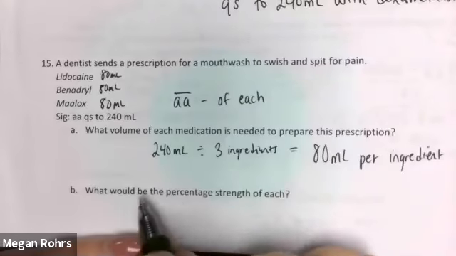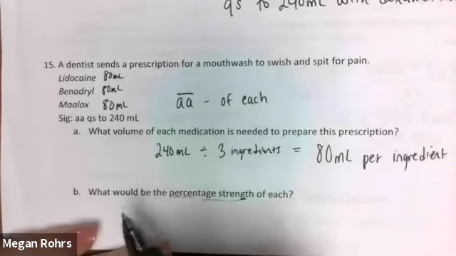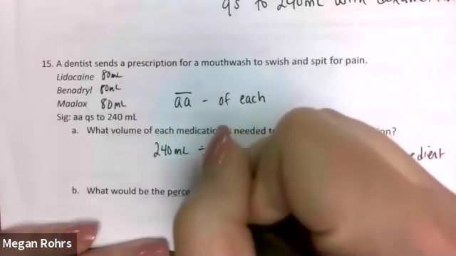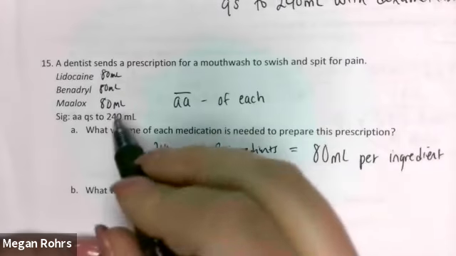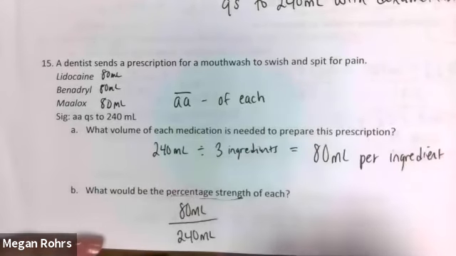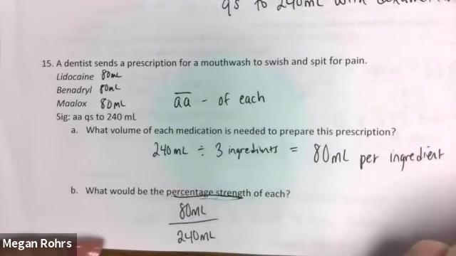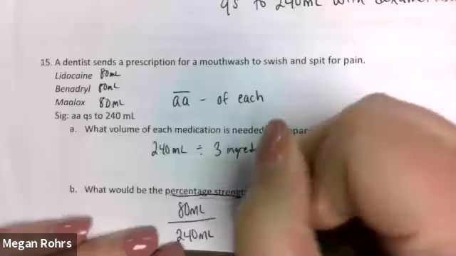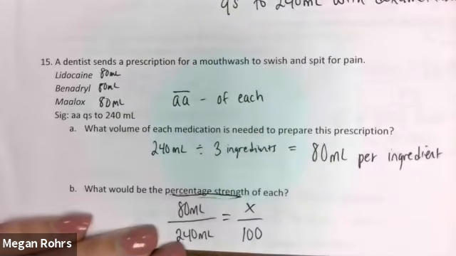Now it says, what would be the percentage strength of each? Well, we know that there are 80 mils of each solution in a total of 240 mils. Remember, percentage strength is always X over 100. So I could just set that equal to X over 100.